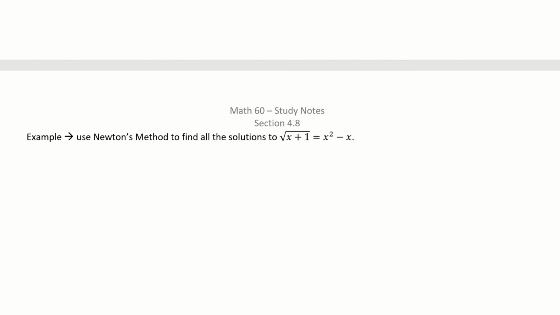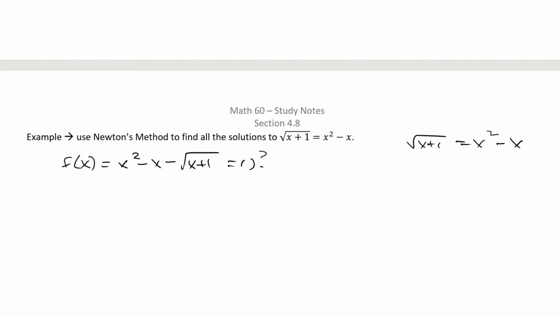Okay? What I did with this is I knew what I was going to do. I was going to do the same thing. I was going to let that radical go to the other side and maybe do this, and I'm looking to see where that's equal to 0. But before I did that, I tried different numbers. On this side is x plus 1 square rooted. On this side is x squared minus x. And so I tried, what if x equals 1? I'm looking to see where they're equal. Well, that would be radical 2 is equal to 0.